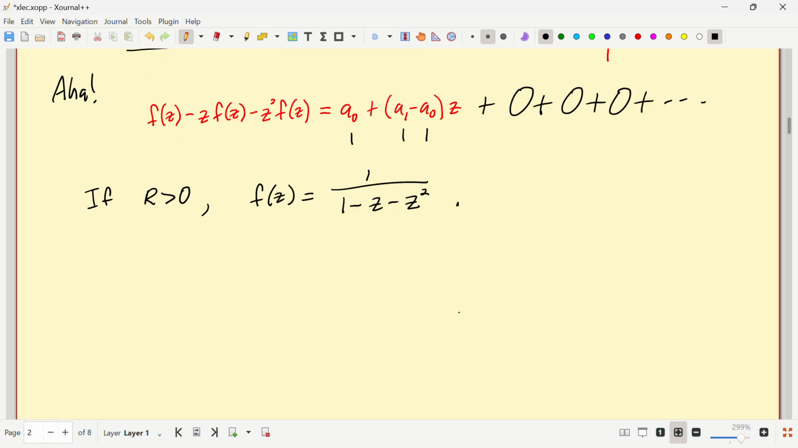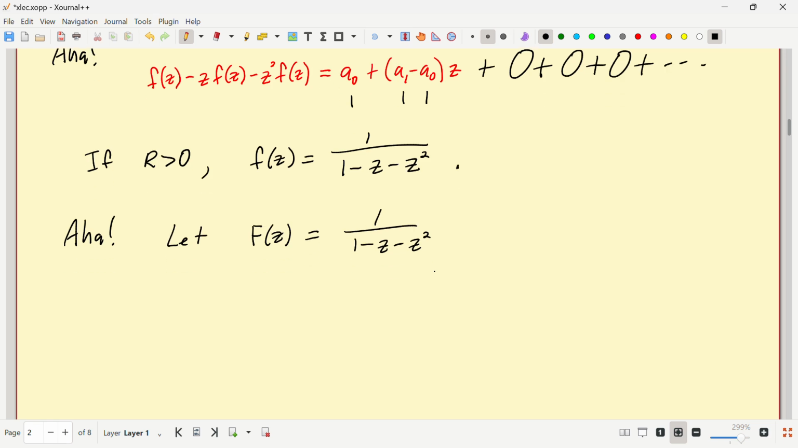So the breakthrough moment is, I've been using that little f, but I'm going to let capital F(z) be equal to 1 over 1 minus z squared. Let's see, where are the zeros of that thing? Capital F is analytic near the origin. In fact, where is it analytic? Let's find the zeros of that quadratic thing.